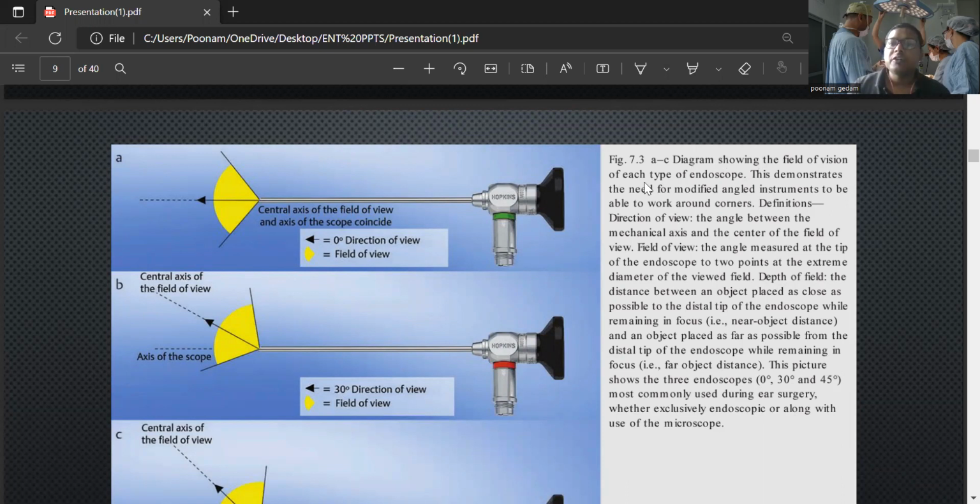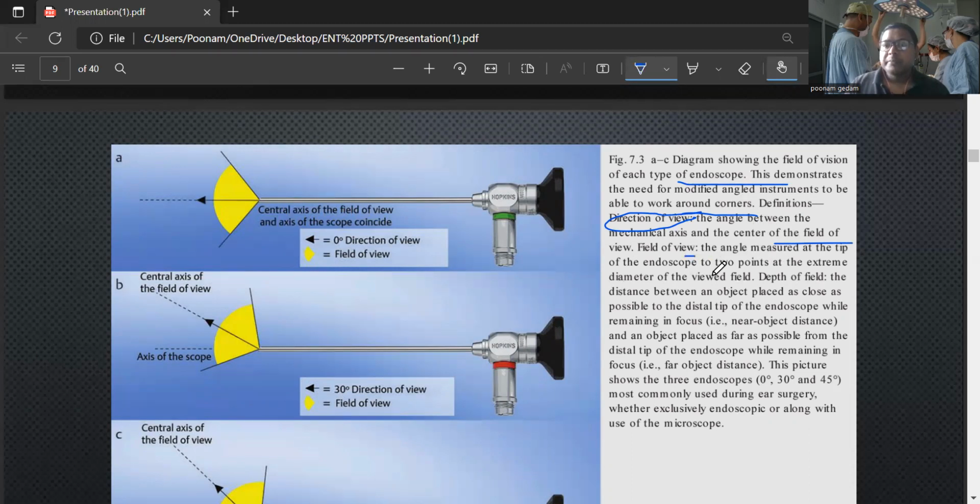This diagram shows the field of vision of each type of endoscope. This demonstrates the need for a modified angle instrument to be able to look around corners. Field of view, direction of view. What is direction of view? It is the angle between the mechanical axis and the center of the field. Angle between the mechanical axis and center of the field of view. Field of view, what is field of view?